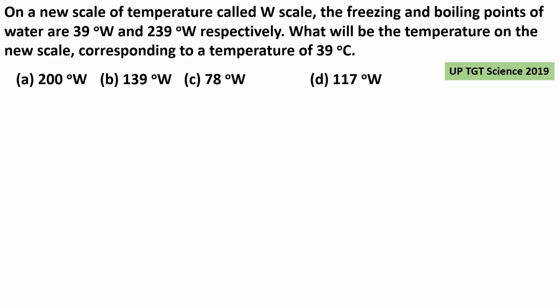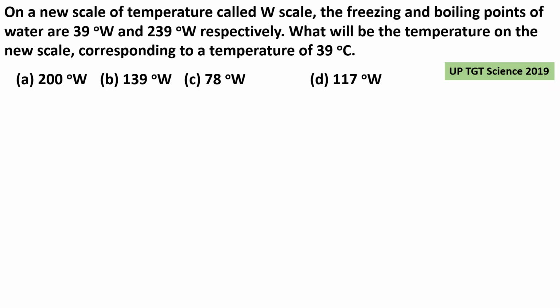Let's see the problem. On a new scale of temperature called W scale, the freezing and boiling points of water are 39 degree W and 239 degree W respectively. What will be the temperature on the new scale corresponding to a temperature of 39 degrees Celsius?